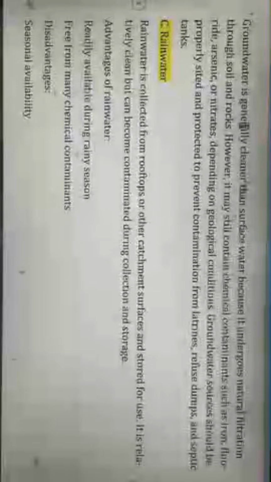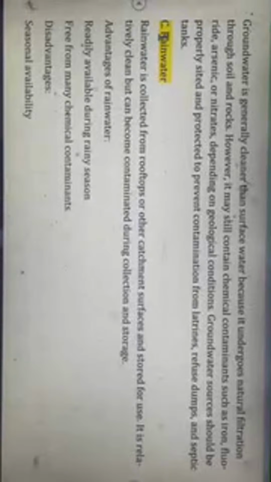So groundwater is safer than surface water because it undergoes natural filtration through soil and rock. It is natural. Are we together? Now, the number three source of water is rainwater.